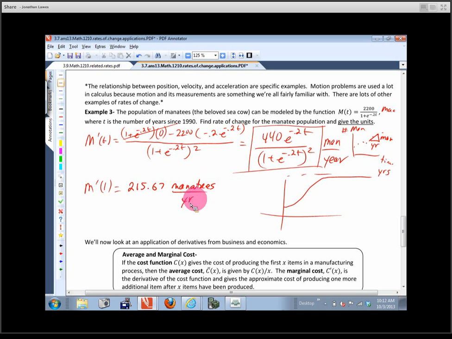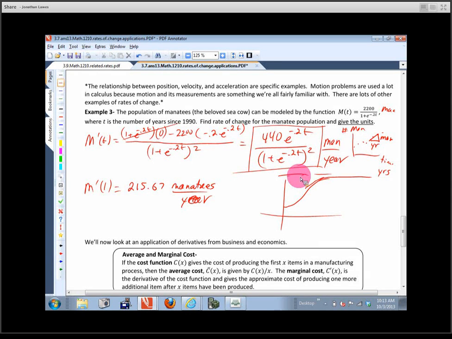Manatees per year. Okay. So let's say we're right here. We're going to experience a pretty high growth rate. And then what happens when we get 10,000 manatees? That growth rate will start to decline, okay? Depending on what the carrying capacity of the environment is, okay? Too many manatees, not enough food, okay?